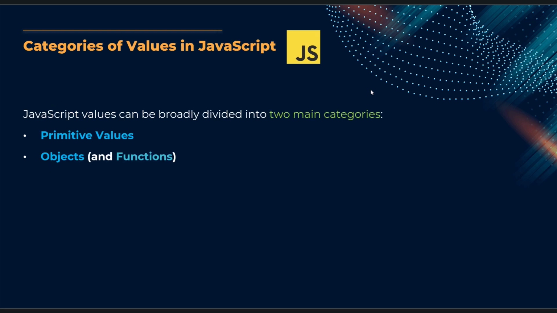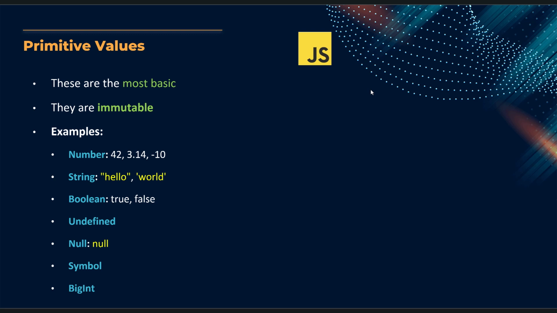Now, in JavaScript, values are generally split into two main groups: primitive values and objects, which includes functions too. Let's look at primitive values first. These are the most basic building blocks of data. They are simple and can't be broken down further. A key thing about primitive values is that they are immutable. That's a fancy word, meaning their actual value cannot be changed after they are created.